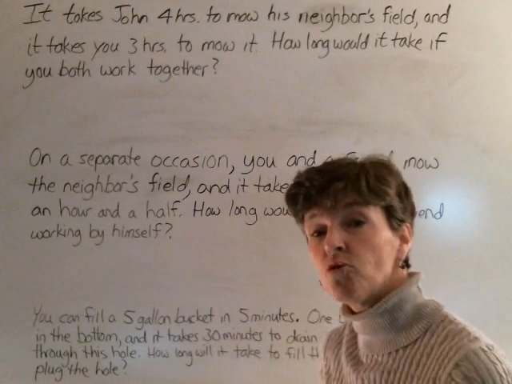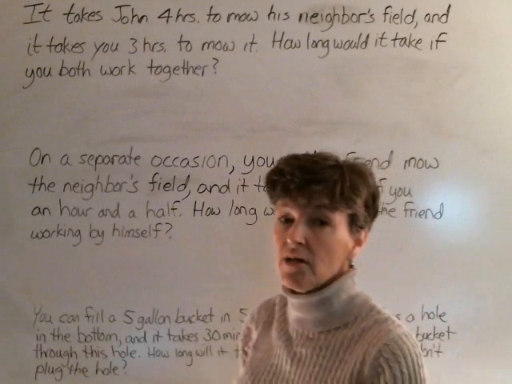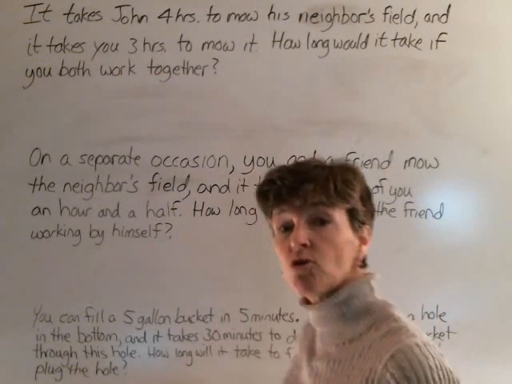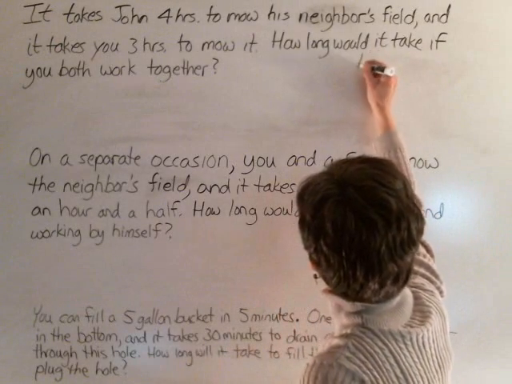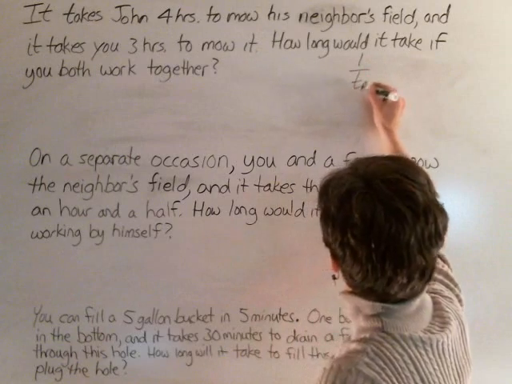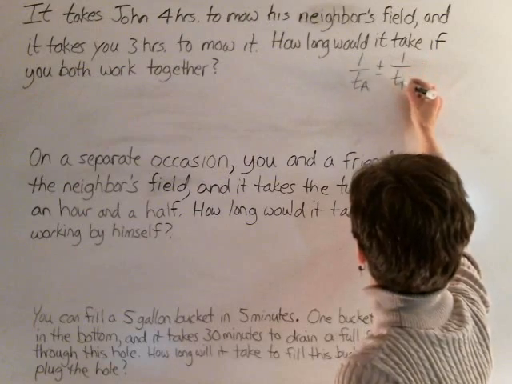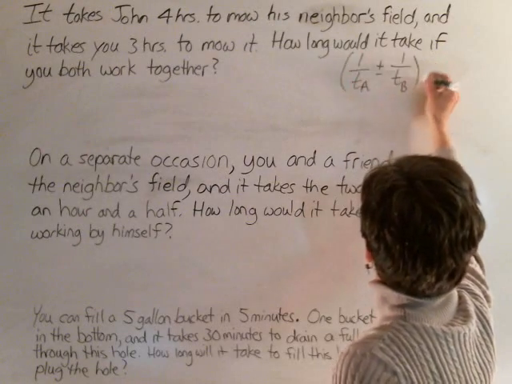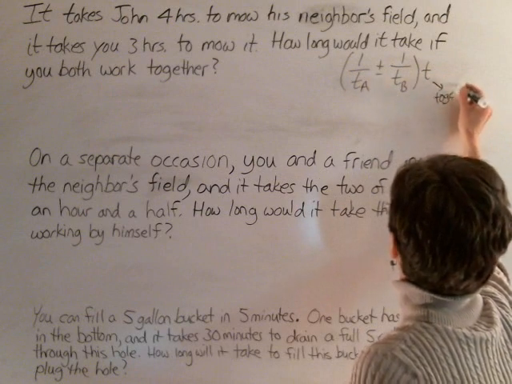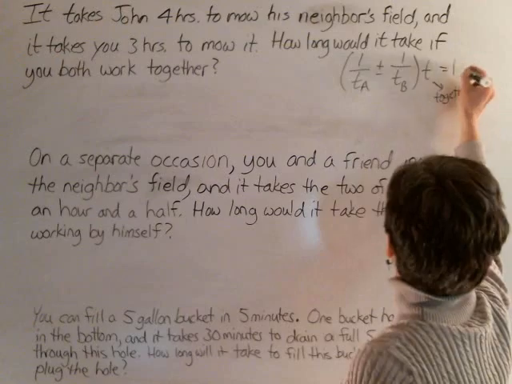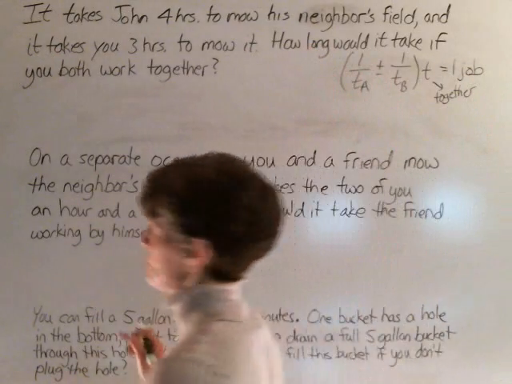Okay, in this video we are going to work 3 different work rate word problems. Now the general form of the equation that can be used to solve work rate problems looks like this. We have 1 over the time for person or thing A plus or minus 1 over the time for person or thing B multiplied by the time that it takes when they work together equals 1 job. So let's apply this equation to this problem here.